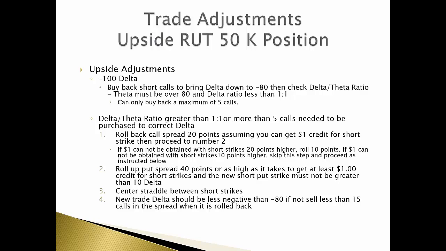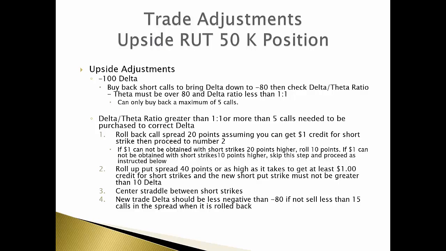First, we're going to talk about upside adjustments. Again, the upside is the most complicated. We're going for the $50,000 position. We're going to allow minus 100 delta for the trade. If we hit that number, our adjustment is to buy back short calls to bring delta down to minus 80. Then, when we do that, we want to check our delta theta ratio. Our actual theta number, we want to be over 80. And we want a delta theta ratio of less than 1 to 1. In other words, our delta should be less than our theta, and our theta should be over 80.